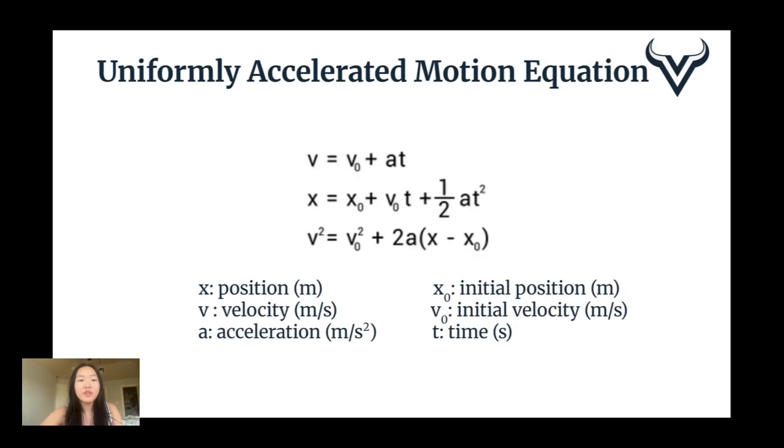So these are the uniformly accelerated motion equations that will be provided on your equations sheets. The variables we have here are position, initial position, which is denoted by x subscript 0, and then we also have velocity, initial velocity, acceleration, and time. Use these equations when you're solving problems with things that are speeding up, slowing down, or falling, but the acceleration must be constant or these equations do not work.